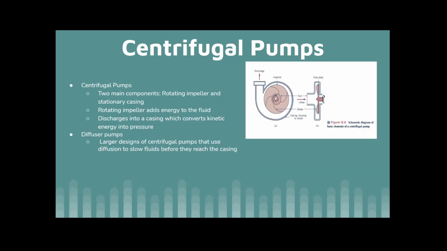In the next section, we talk about centrifugal pumps. They consist of two main components, which is a rotating impeller and a stationary casing. As the impeller rotates, it adds energy to the fluid, and as the fluid discharges into the casing, it converts its kinetic energy into pressure. A specific type of centrifugal pump is the diffuser pump. These are generally larger designs that use diffusion vanes to slow fluids down before they reach the casing.